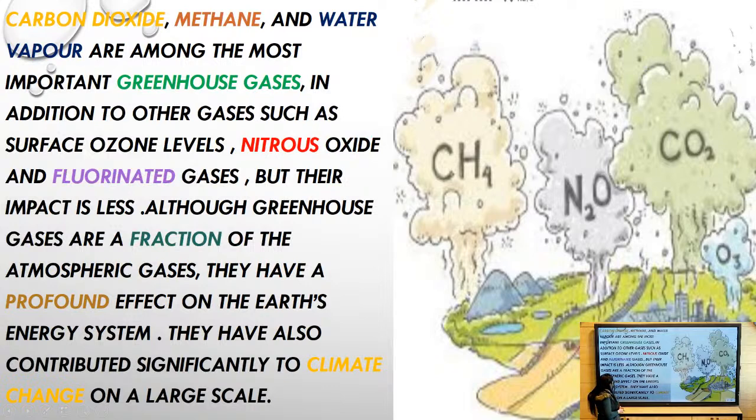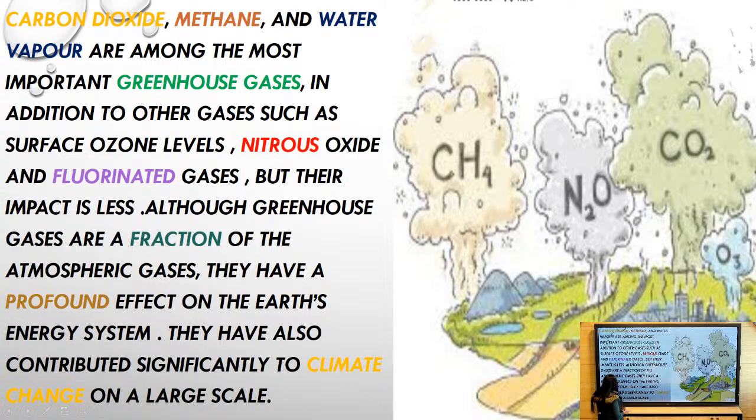Carbon dioxide, methane, and water vapor are among the most important greenhouse gases, in addition to other gases such as surface ozone levels, nitrous oxide, and fluorinated gases. But their impact is less. So here we have a lot of examples about greenhouse gases like CH4, methane, nitrous oxide, and CO2, it's carbon dioxide.